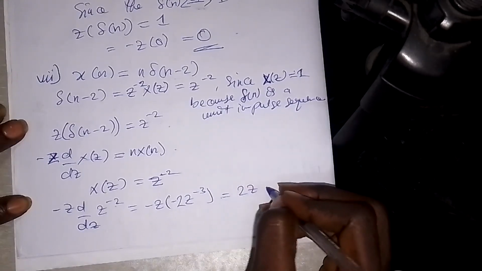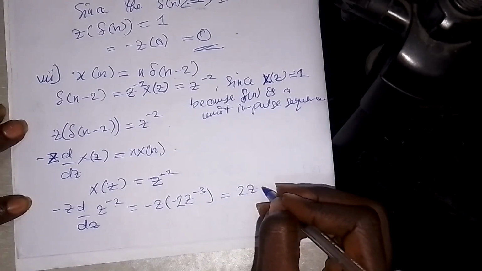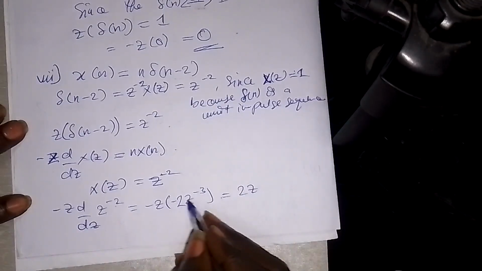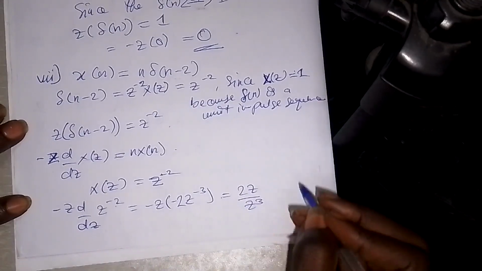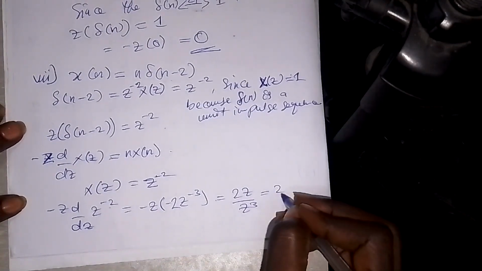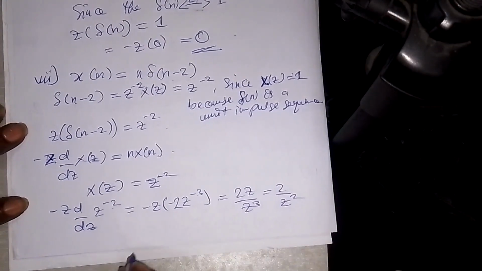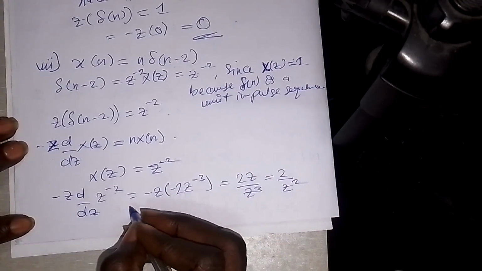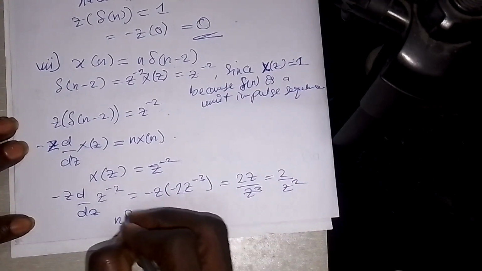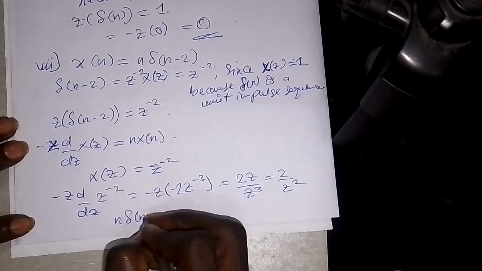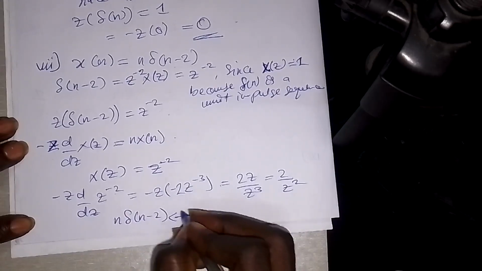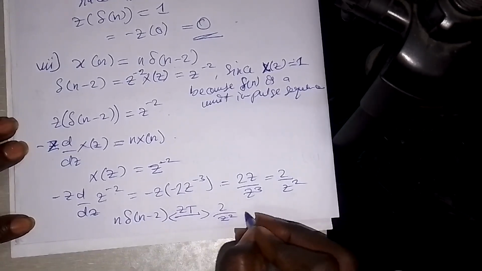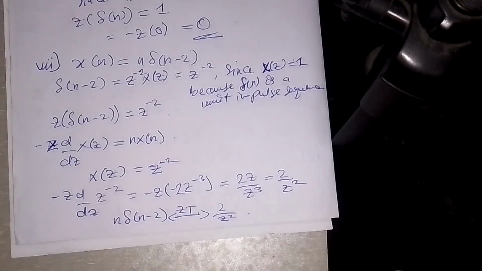In the end, I'm going to have 2z, and then z cubed, which is going to give me 2 over z squared. So now what I can say is that the z transform for n delta of n minus 2 is supposed to be 2 over z squared. Okay, so this is how you can solve these questions. See you in the next class.